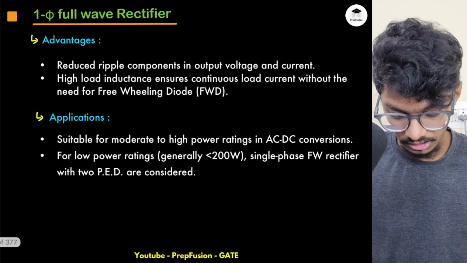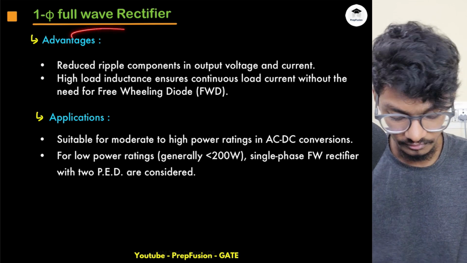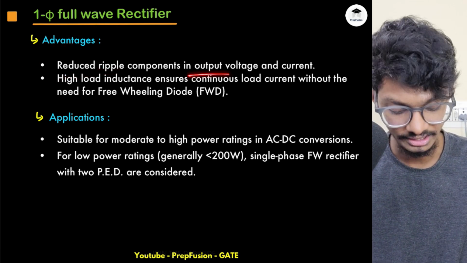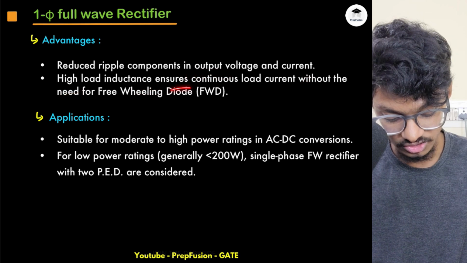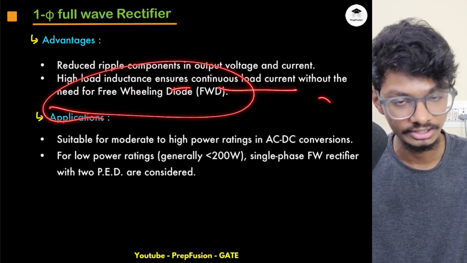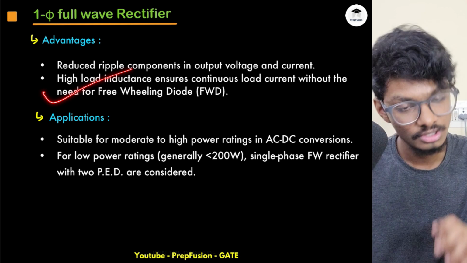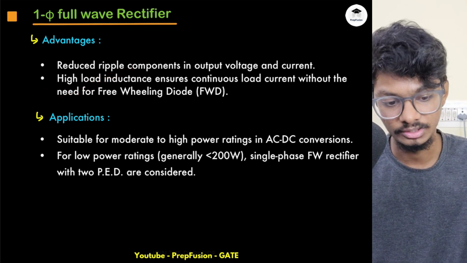Now, what are the advantages of a single phase full wave rectifier? Reduced ripple, as explained earlier, of output current and voltage. High load inductance ensures continuous load current without the need of a freewheeling diode. We don't need the freewheeling diode; even without it, it will give continuous current.